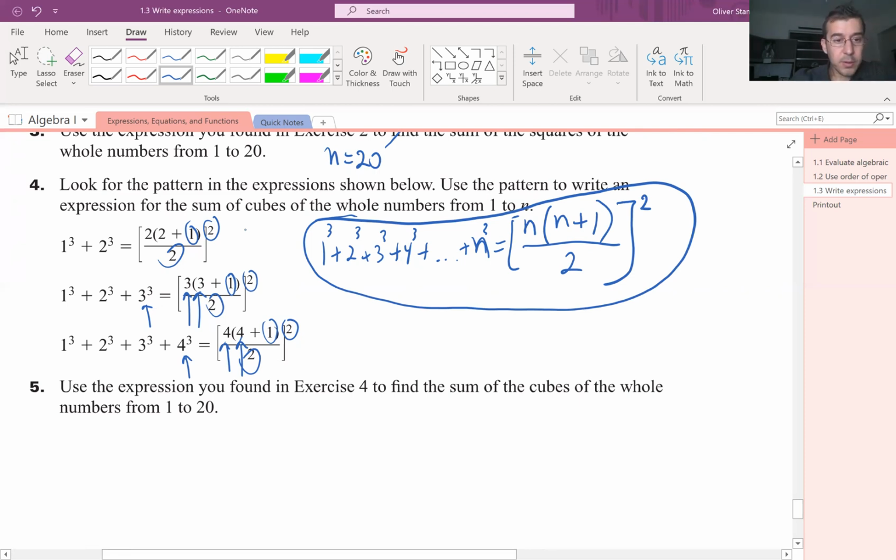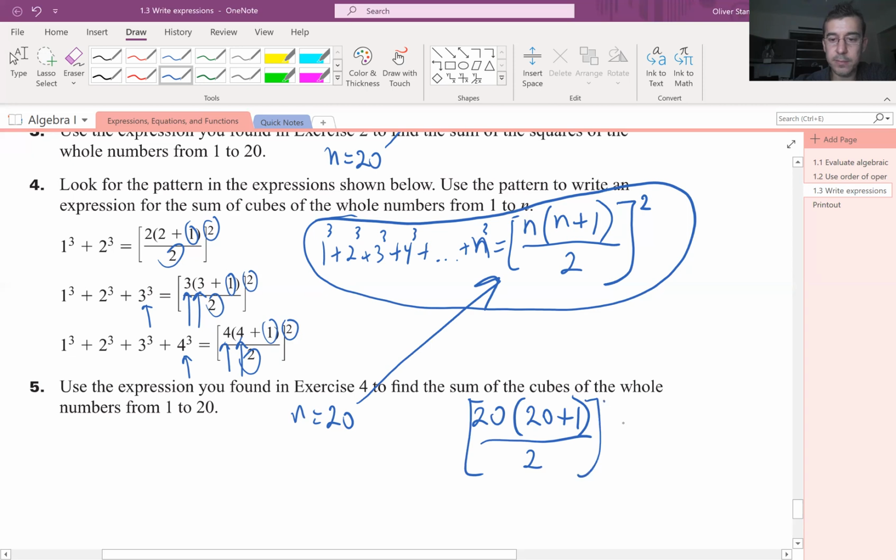And then the last question, use the expression you found in exercise 4 to find the sum of the cubes of the whole numbers from 1 to 20. So n is 20. So we have to plug in 20 for n in our formula here. So it's 20 times (20 plus 1) over 2, all in straight brackets, squared. Or that's 20 times 21 over 2, all in straight brackets, squared.